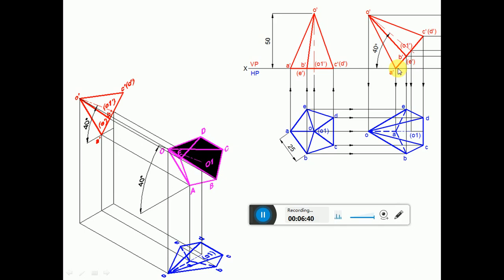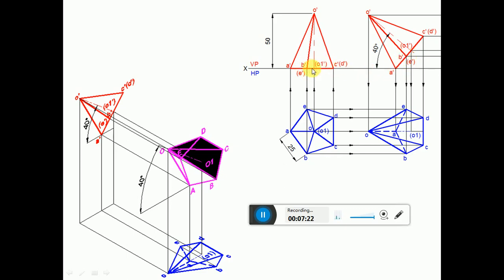Since the axis is inclined at 40 degrees to HP, the base will be inclined at 50 degrees to HP. Using the protractor, you measure an angle of 50 degrees with respect to the XY line and draw an inclined line. Then you measure the length from A dash to C dash. From A dash you cut an arc on this using the compass to get the points C dash, D dash. Similarly, you measure the distance from A dash to O1 dash and cut an arc to get the point O1 dash. Then you measure the distance from A dash to B dash and cut an arc to get the points B dash, E dash.